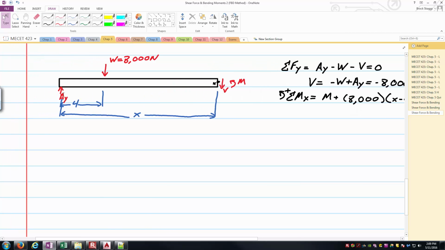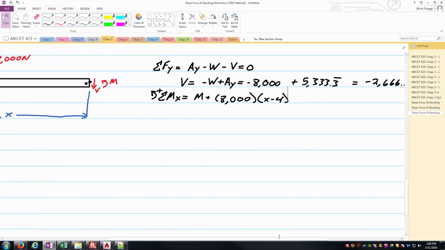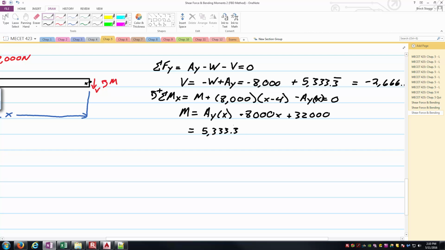And then we'd also have A sub y here on the far left. It's trying to cause clockwise rotation, so negative contribution to the moment, so negative A sub y times x. And so now solving for M. So M is equal to positive A sub y times x, and then you would have what else? Negative 8,000 x plus 32,000, which is just a constant here. And so A sub y was our 5,333 and change times x minus the 8,000x plus 32,000.